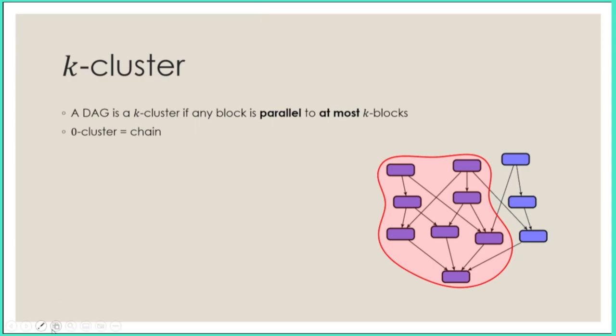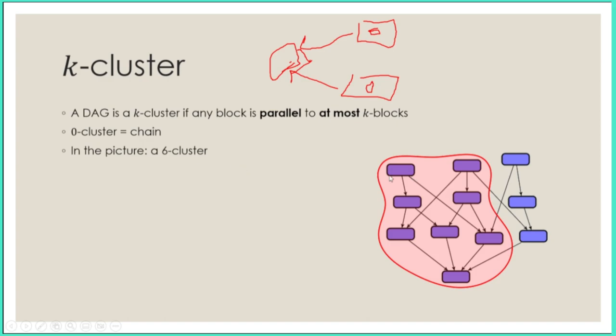Because say I have a block, and then, that's an ugly block, I can't have two blocks pointing at it, right? Because this block would not know this block, but I said that this is a zero cluster. Every block has to know any other block. And the only structure which achieves this is a chain.